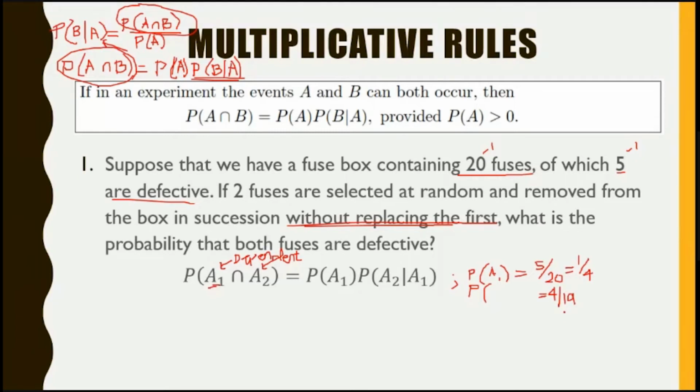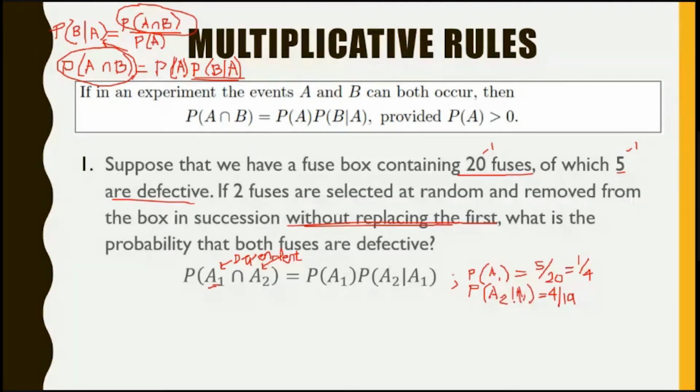No. That is because the probability of A sub 1 and the probability of A sub 2 are all 1 over 4. However, in this case, since we did not replace the fuse when we got the first one, this will become the probability of A sub 2 given that A sub 1 had occurred, given that we already got one fuse.